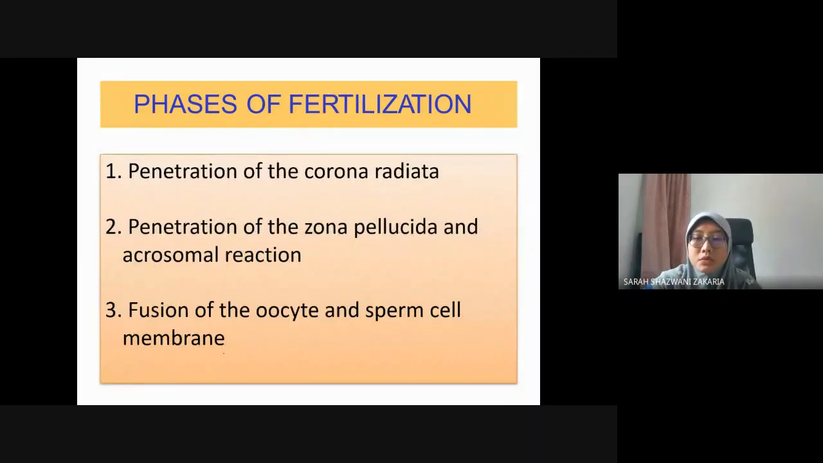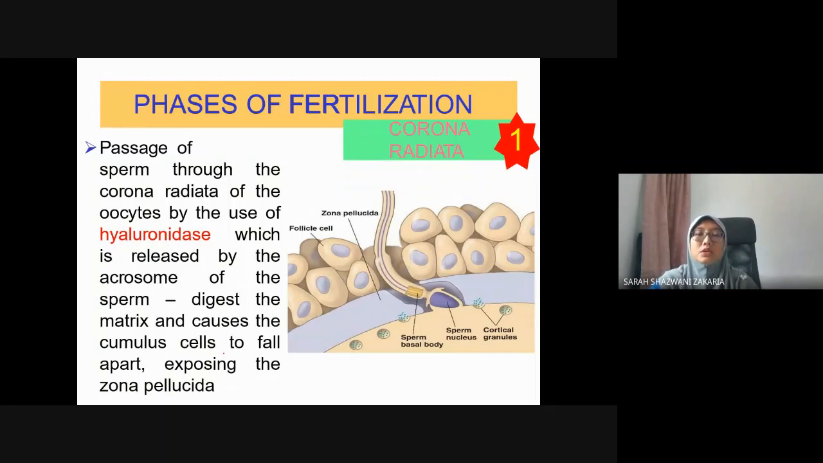Okay, just now, this is the explanation step by step: penetration of corona radiata, penetration of zona pellucida and acrosomal reaction. The third one, fusion of the membranes. So this is the elaboration. The hyaluronidase enzyme comes from the sperm, because the corona radiata of the oocyte has hyaluronan, as mentioned just now. So this enzyme will penetrate the ECM of the corona radiata. This one comes from the sperm.